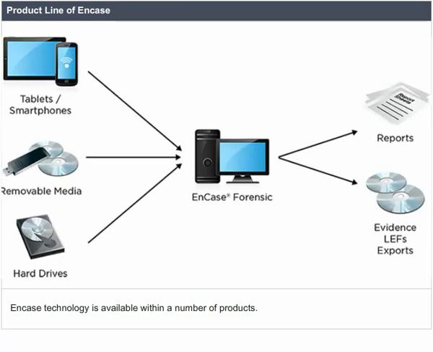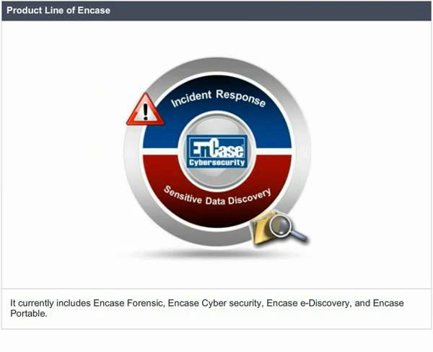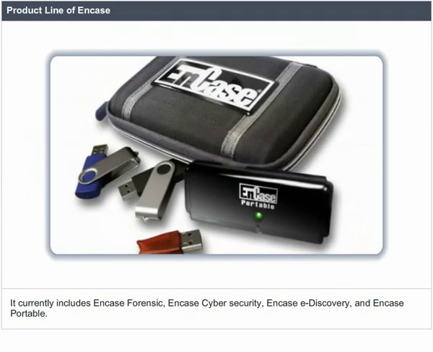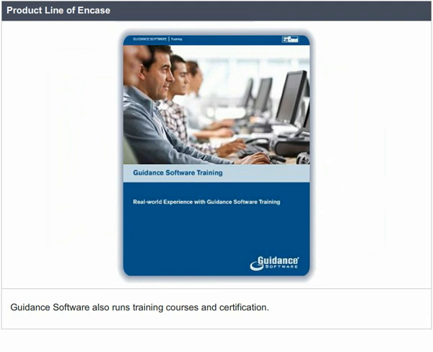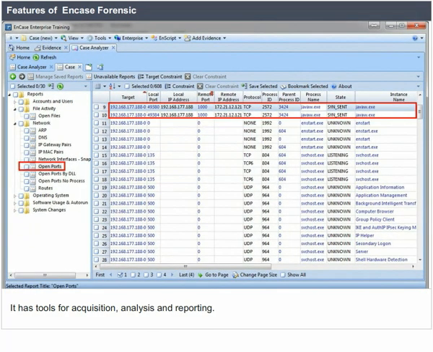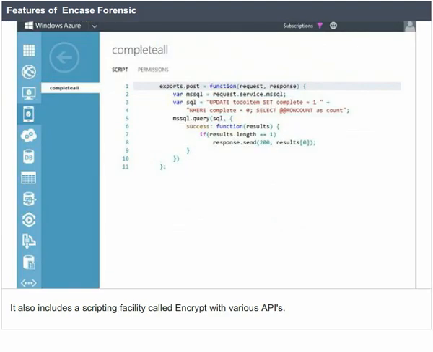Product line of EnCase. EnCase technology is available within a number of products. It currently includes EnCase Forensic, EnCase Cybersecurity, EnCase eDiscovery, and EnCase Portable. Guidance Software also runs training courses and certification. Features of EnCase Forensic: EnCase contains tools for several areas of the digital forensic process. It has tools for acquisition, analysis, and reporting. It also includes a scripting facility called EnScript with various APIs.